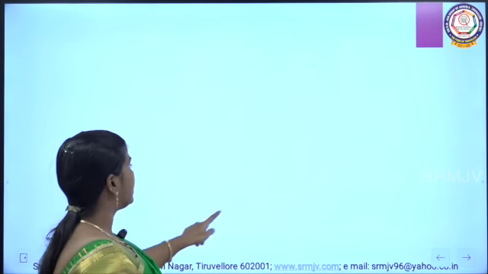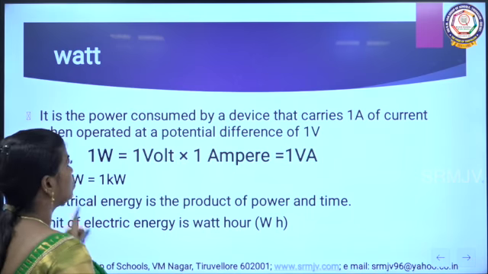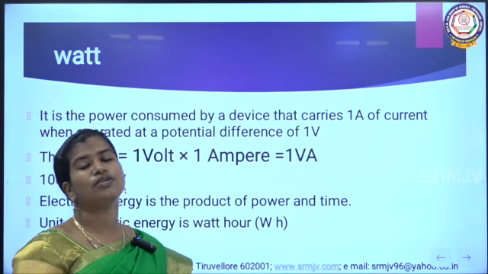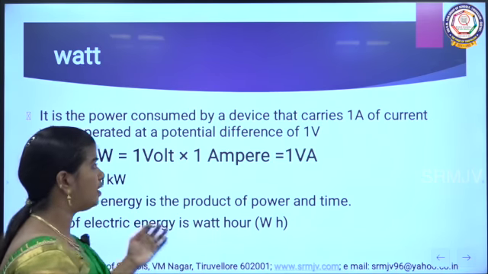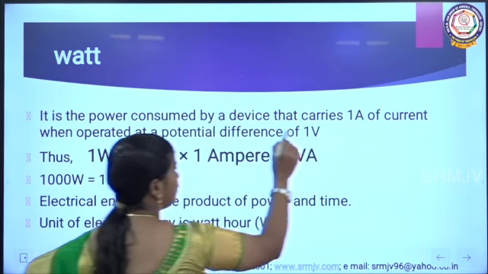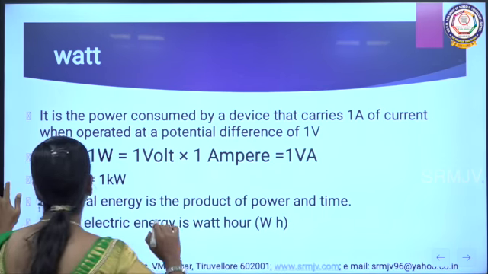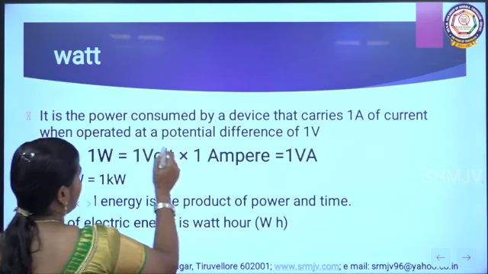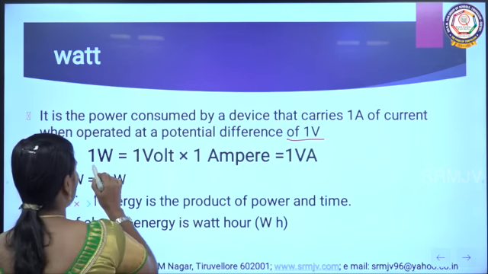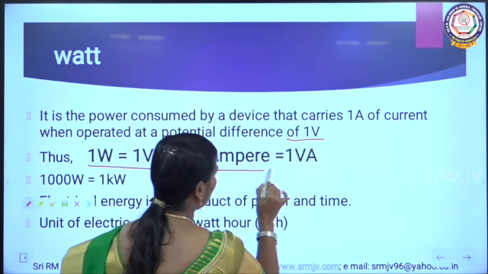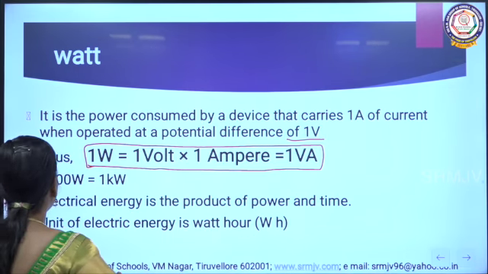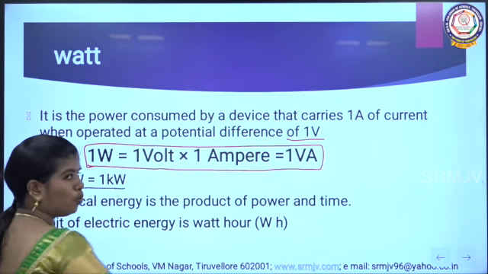Now, let me explain about the watt. For example, if you define current, we should know how to define 1 ampere. In the same way, we have defined power. Here, one watt is the power consumed by a device that carries 1 ampere of current when operated at a potential difference of 1 volt. So, 1 watt is equal to 1 volt into 1 ampere. We also know that 1000 watts is 1 kilowatt.